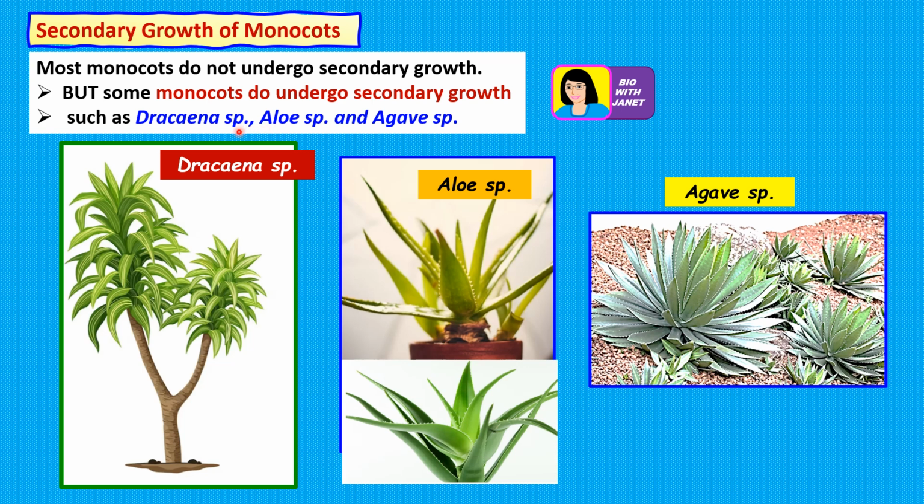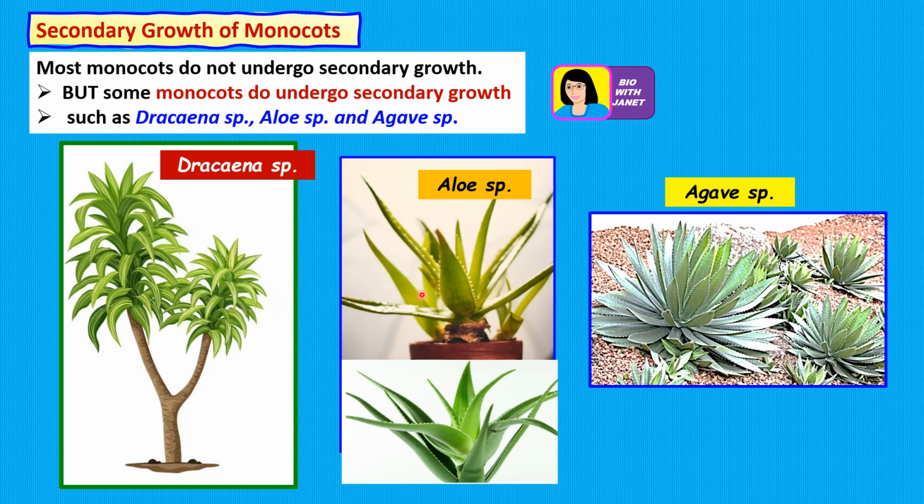The first one is Dracaena species. Now the spelling should be C-A-E, not C-E-A. So the Dracaena species is this plant, okay? It has a hard stem, almost like a woody stem, but the process of secondary growth may be different from that in the eudicot plants. Now this is a monocot. You can see the leaves have parallel veins here.